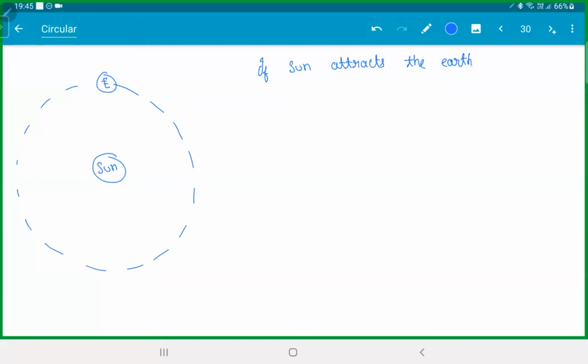So when you take the sun and the earth, assuming it is going in a circle, the sun attracts the earth. Whenever you think about circular motion, remember this example. It will help you remember what is happening. Why doesn't it fall into the sun?